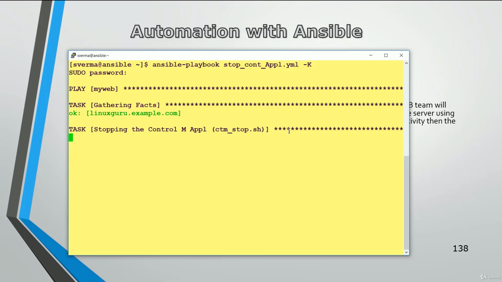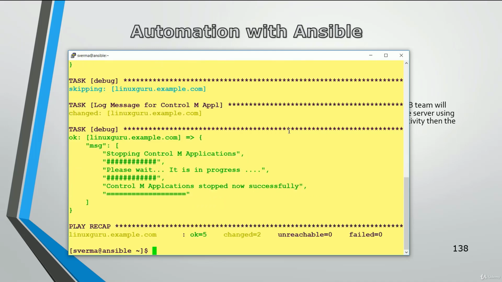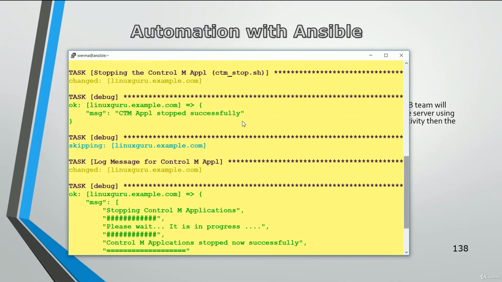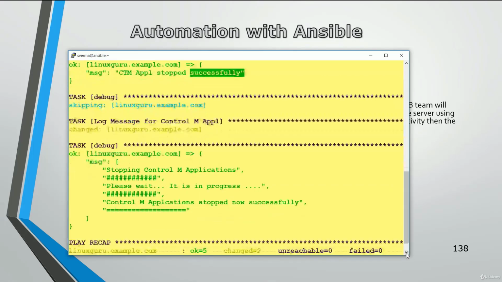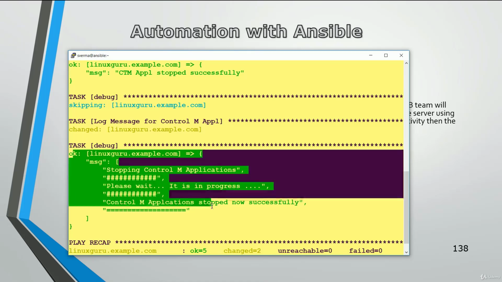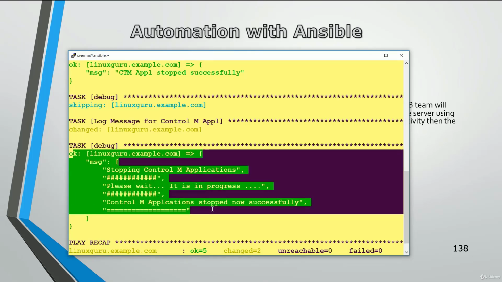It is running the application, it is checking whether, now you can see, this Control-M application has been stopped successfully, right? Okay, now you can see the Control-M application is stopped successfully. It didn't get failed here, and I can also see the message. Suppose it got failed here, then with this log message we'll come to know why it got failed, and where it got failed. Okay, so like this way you have to develop the playbook.